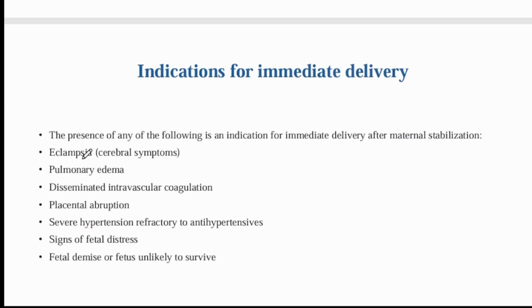Okay, so if she has developed eclampsia, which means there are seizures, there is pulmonary edema, DIC, abruption, or there is severe hypertension that is refractory to antihypertensives. So we have given her IV labetalol, IV nifedipine, IV hydralazine, and blood pressure is still not coming down, then we will deliver the baby immediately. Or there are signs of fetal distress or fetal demise, or the fetus is unlikely to survive. So if the fetus has already passed, or we know that the fetus would pass away no matter what we do, we just deliver the baby. So these are the indications of immediate delivery.